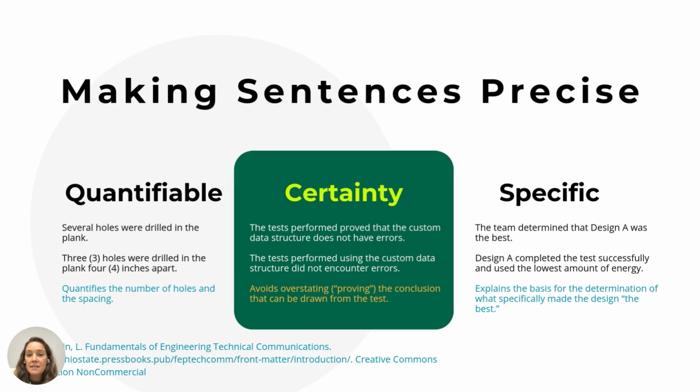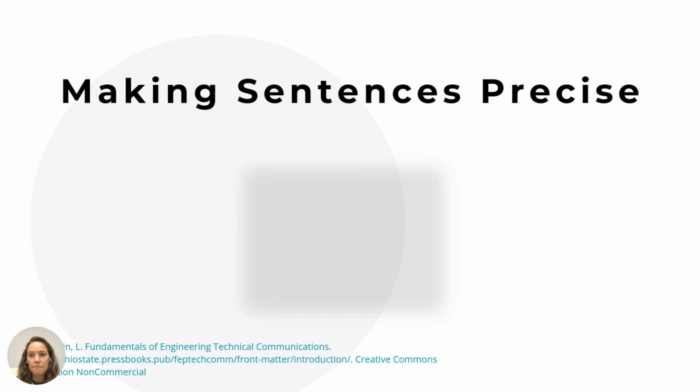And then lastly, specific. So the team determined that design A was the best. Okay, so using words like the best, you have to be careful with that. So instead, we could say design A completed the test successfully and used the lowest amount of energy. Again, you're being more specific here and making it more objective by not using the word best.